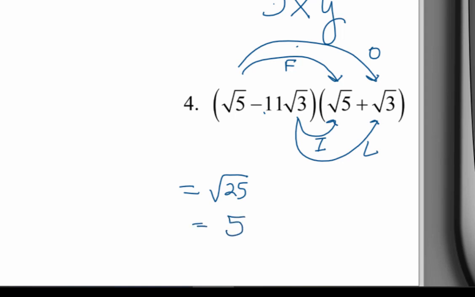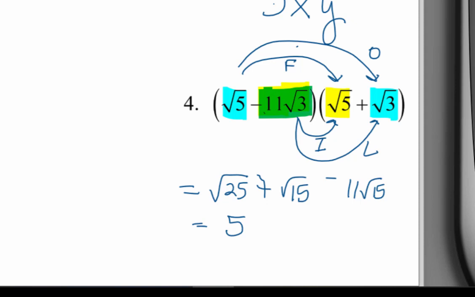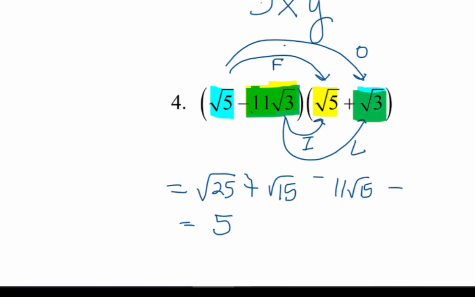All right. Then the outers are square root of 5. So the outside is the square root of 5 times the square root of 3. And so that's plus square root of 15. Okay, now we're going to do the inside. Negative 11 root 3 times the square root of 5. So that's going to be equal to negative 11, or subtract 11 square root of 15. And the last is going to be negative 11 root 3 again with the root 3. It's negative 11 square root of 9.